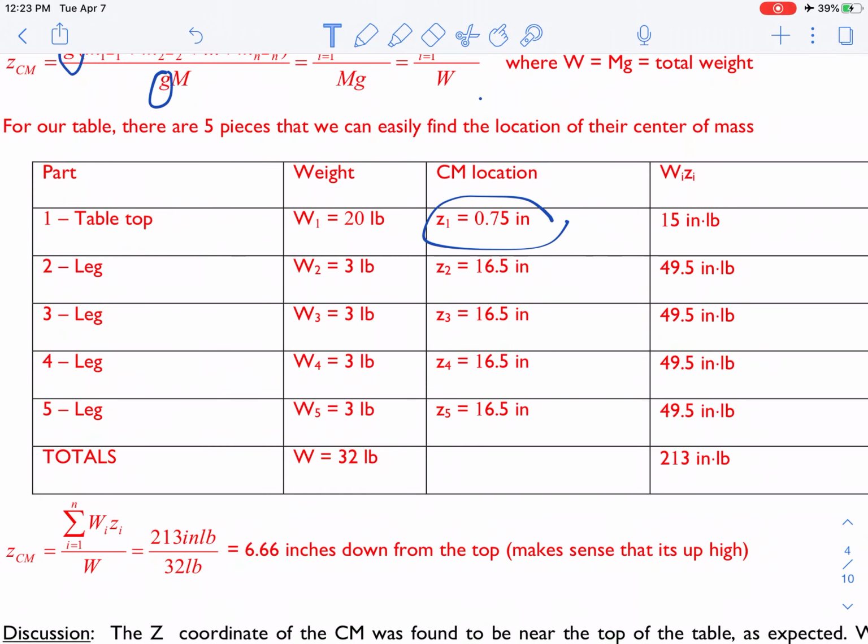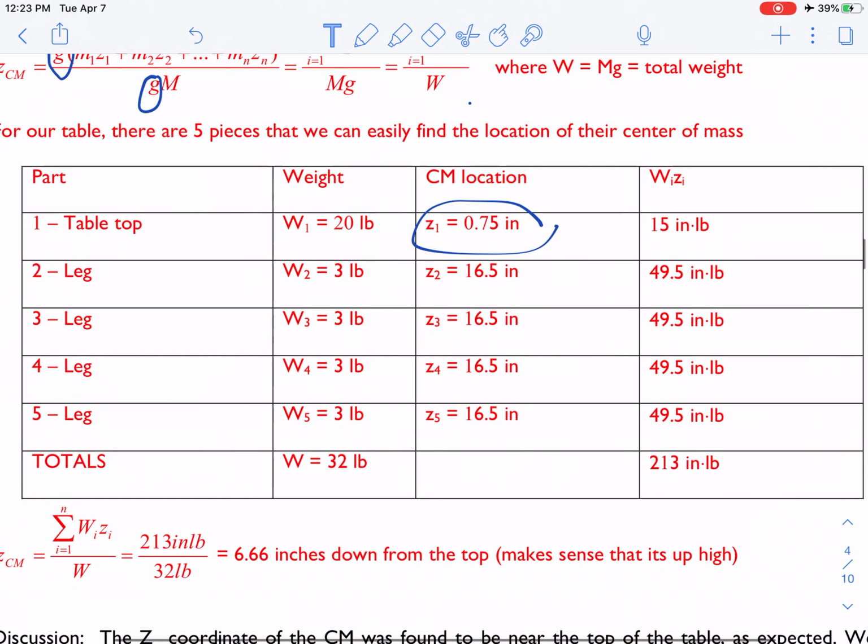Okay, so we did split the object into 5 pieces, and we did find out where the center of mass location for the tabletop is for that piece. And the next thing is again multiplying the weight force of that tabletop with the center of mass location. So when you do 20 times 0.75, you get 15 inch-pounds. And we will do the rest of it as well for the legs. And if you understand one of the legs, again, the rest is the same.